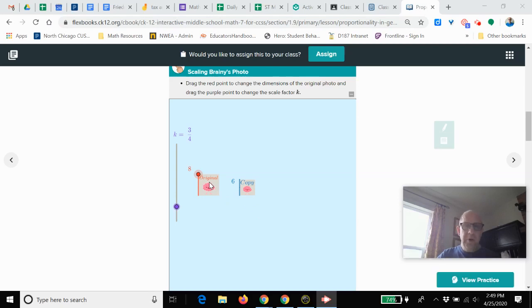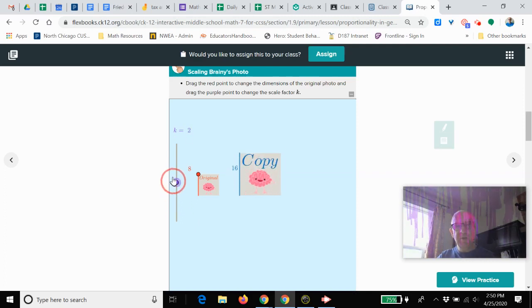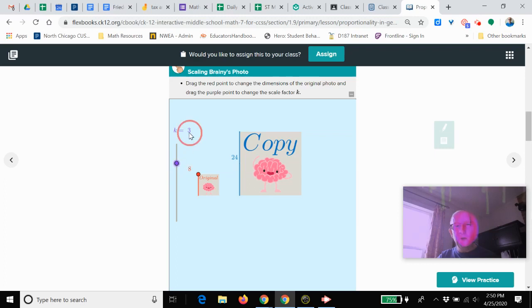All right, so here's the 8x8 photo and there's the 6x6. So the copy is smaller. So what is the scale factor? Right here it says it's 3/4. If I change my scale factor, now I'm making my scale factor bigger than 1, it becomes bigger.